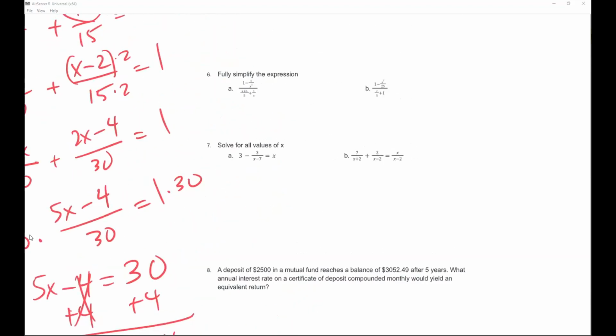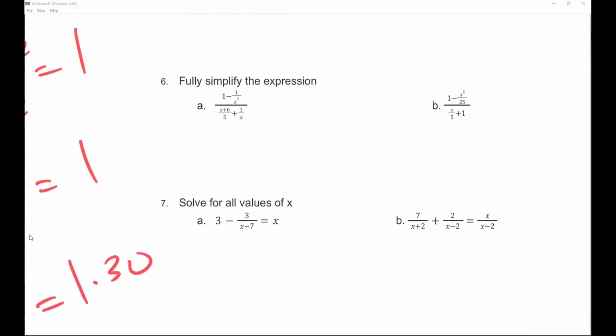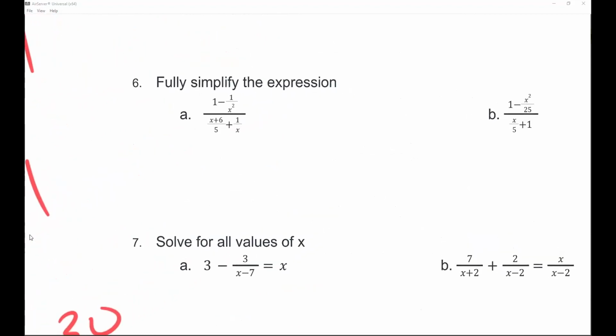Number 6. You focus on the top and then you focus on the bottom. Let's focus on the top here. This is x squared over x squared minus 1 over x squared, which then equals x squared minus 1 over x squared. And then this is x plus 6 over, and then you have to multiply this by x over 5x plus 1 times 5 over 5x.